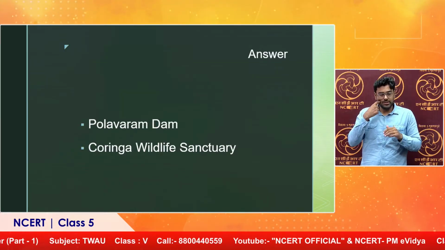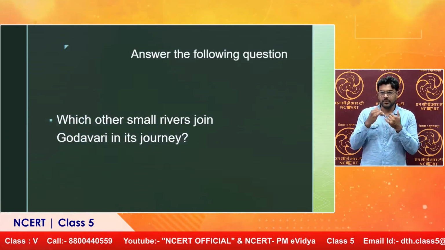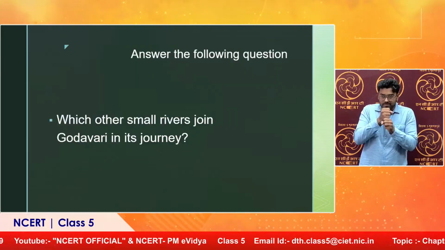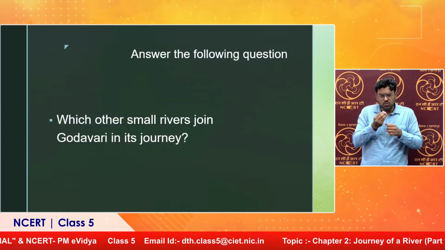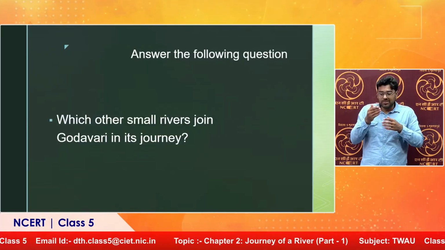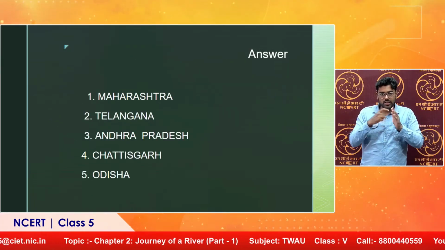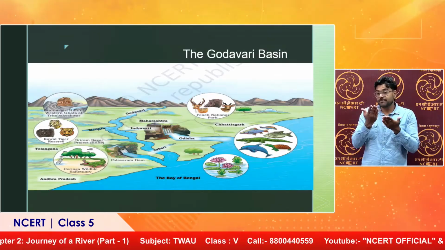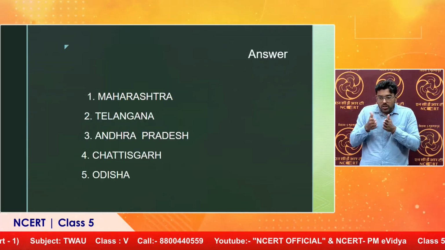So dear children, another question for you for your assessment, for preparing your holistic progress card. This question is, which other small rivers join Godavari in its journey? Dear students, some small rivers merge into or join a bigger river, and those smaller rivers are called tributaries. So Godavari has many tributaries, and by looking at the picture, you have to identify which are the tributaries of Godavari. Look at the picture very carefully and answer.